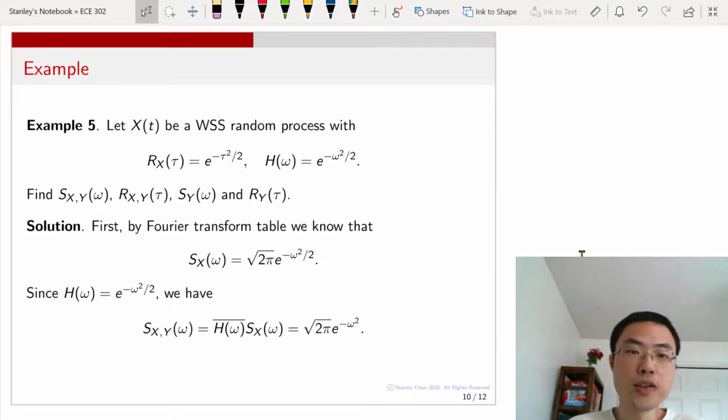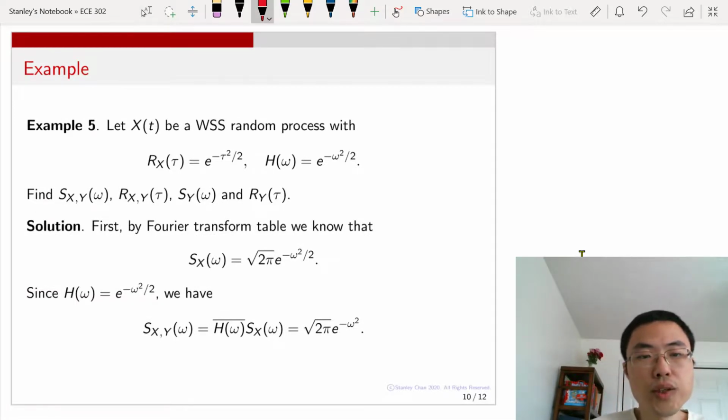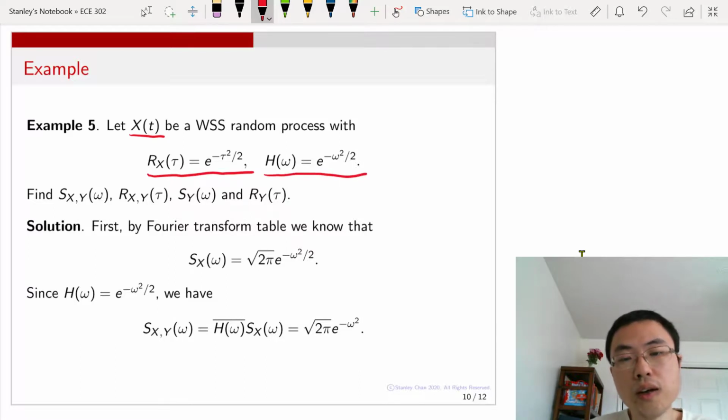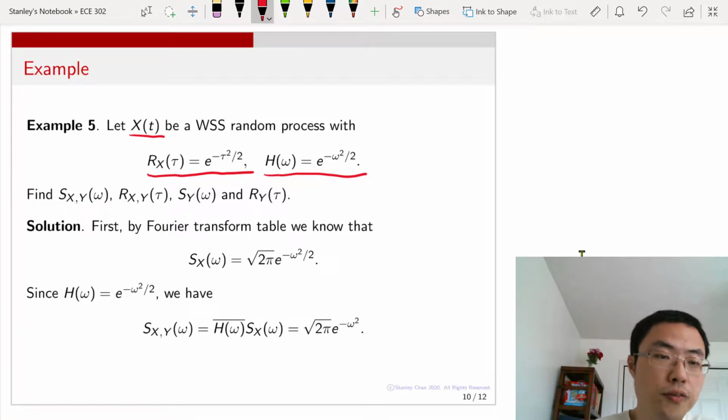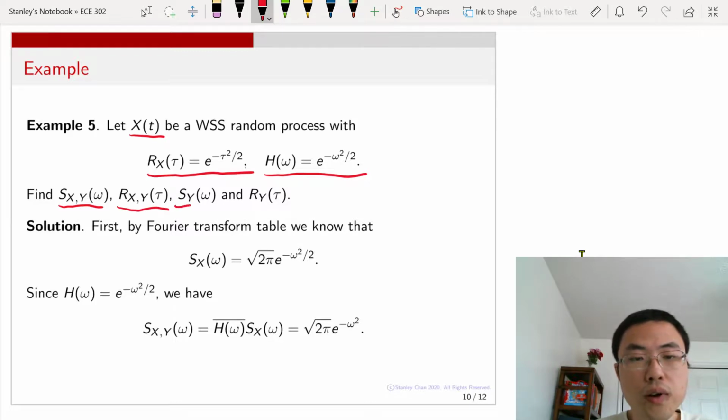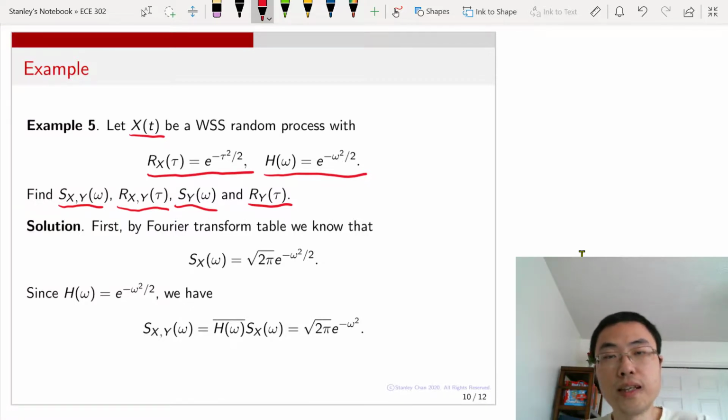So let's look at an example. Let's assume that you have an input process x of t, and you know its autocorrelation function. You also know the Fourier transform of the impulse response. I want to find the cross power spectral density, cross correlation function, autocorrelation function, and also the power spectral density of the y. So we want to find these four quantities.